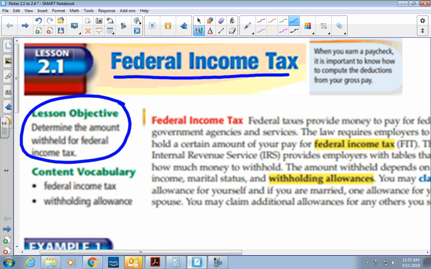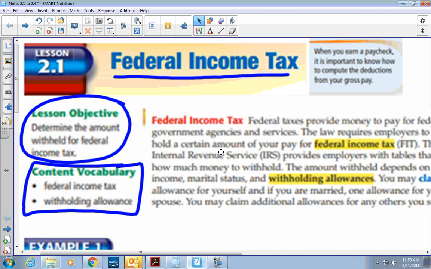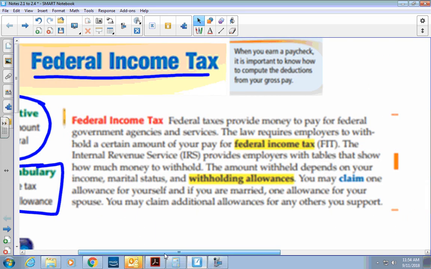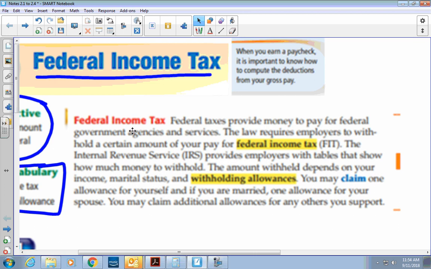Go ahead and put a box around content vocabulary. We're going to learn about federal income tax, and we're going to learn about withholding allowance. So the federal income tax provides money to pay for federal government agencies and services. The law requires employers to withhold a certain amount of your pay for federal income tax.